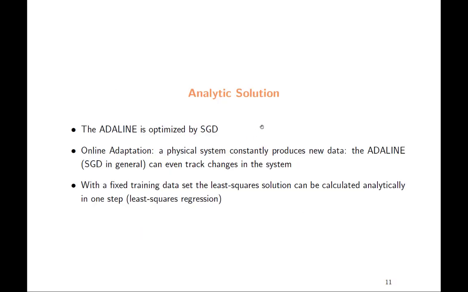So the ADALINE is typically optimized by stochastic gradient descent. And this can also be quite beneficial. For example, if the system changes in time, but the system continuously produces data, then the ADALINE learning rule can track the changes. So it's also a form of adaptive online learning. And in this domain, it's still one of the most important algorithms.